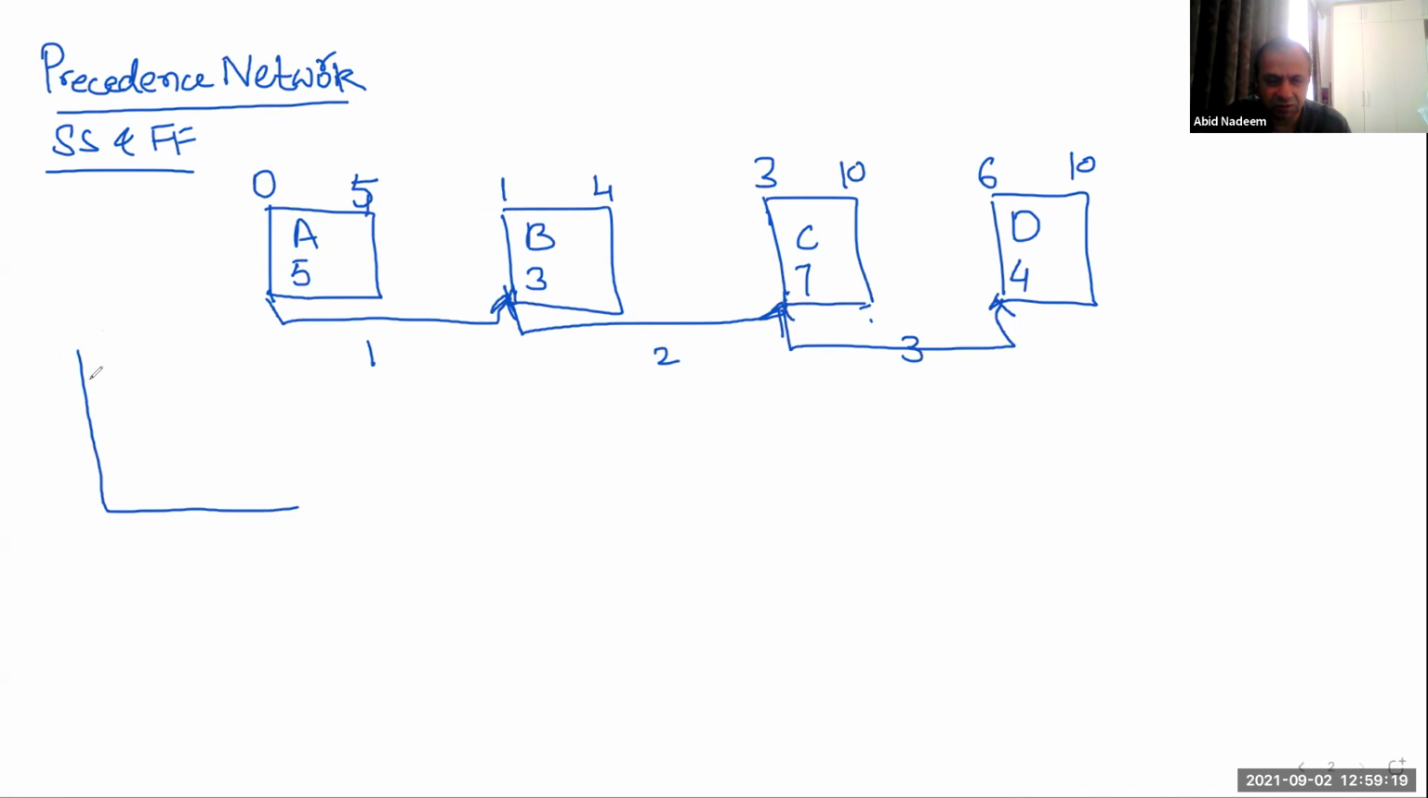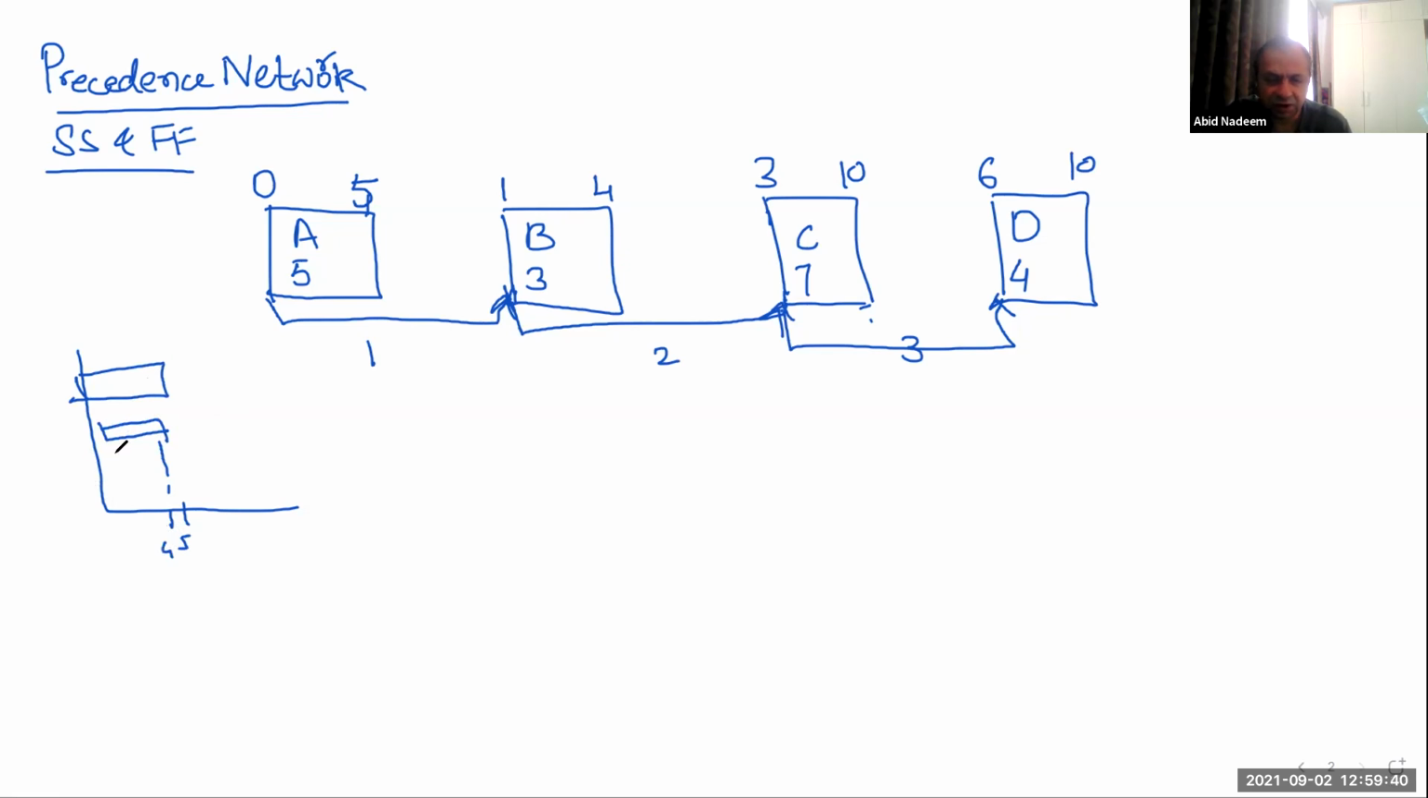So activity A will start at 0 and finish at 5. Okay. Activity B will start at 1 and finish at 4. So activity B will be like this, finishing at 4. And so this is 5, this is 4.